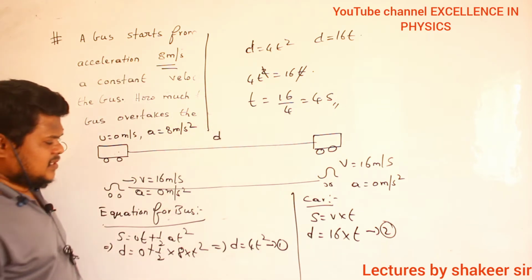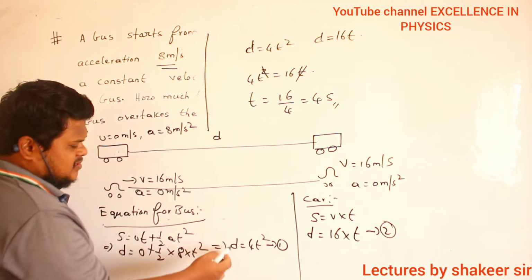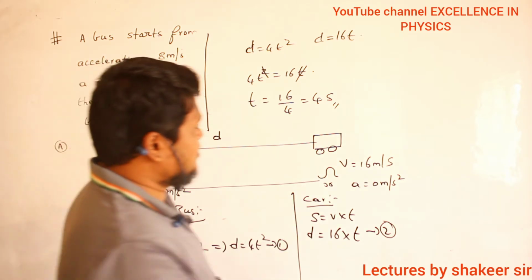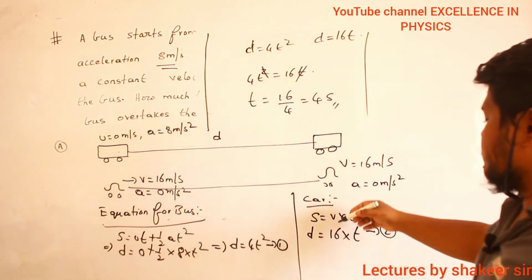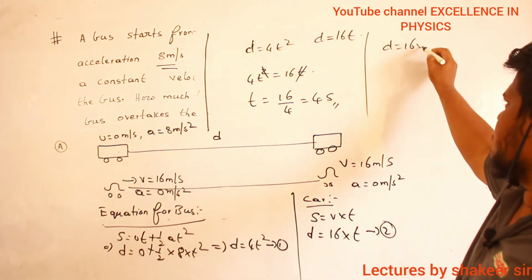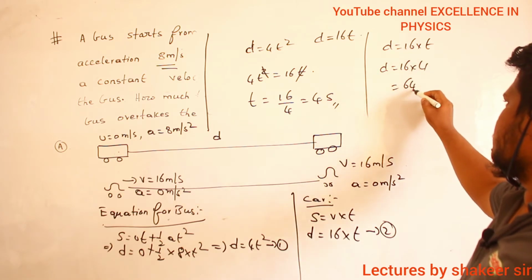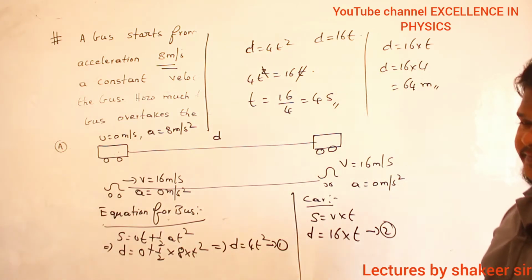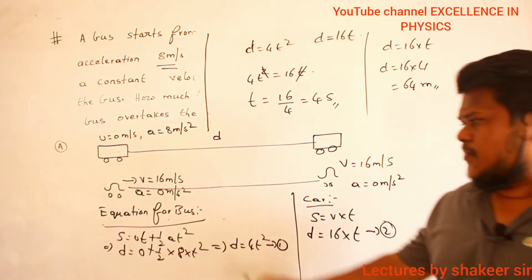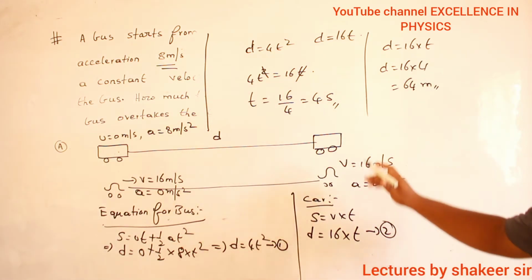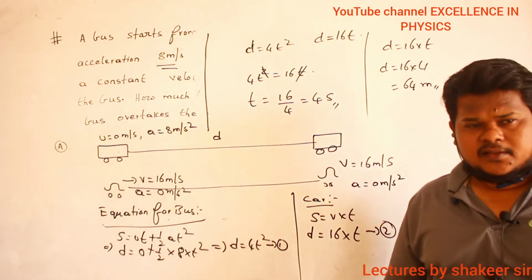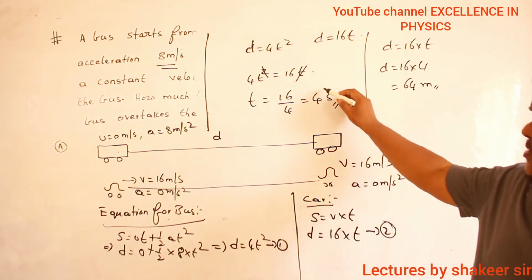Clear? Then I can calculate the distance also. You can substitute either here or here. So let us take this one. d equals 16 into t. So 16 into 4, how much? 64 meters. That is our answer. So after traveling a distance of 64 meters, the bus is going to overtake the car. Fine. And after how much time?